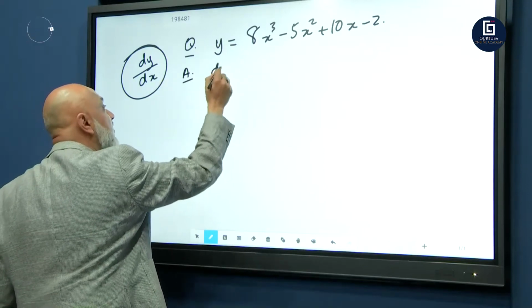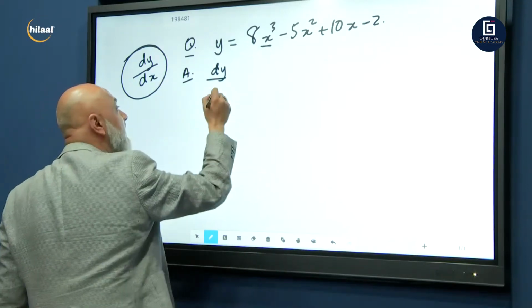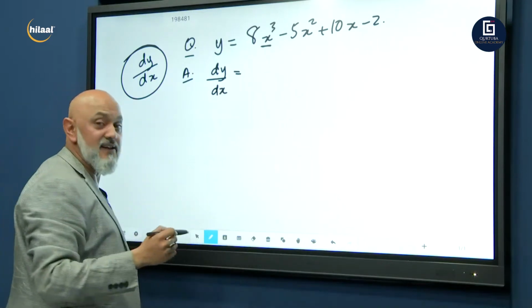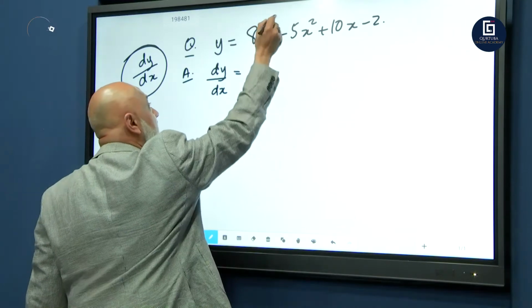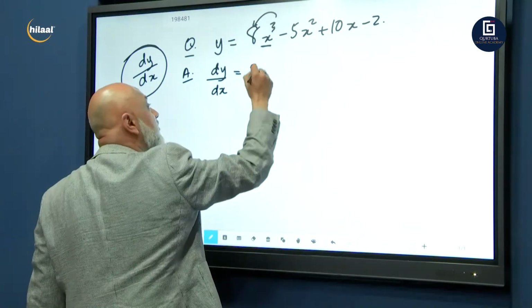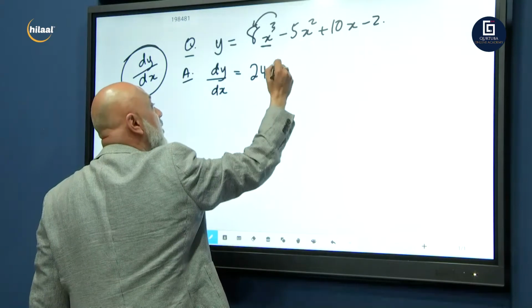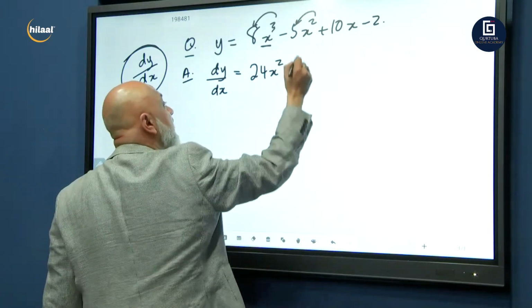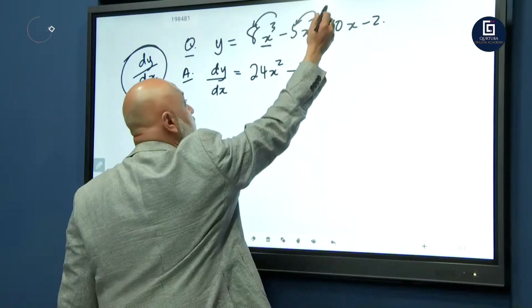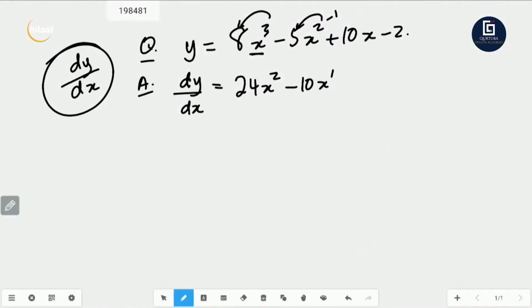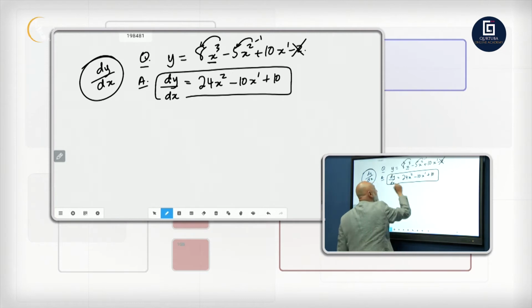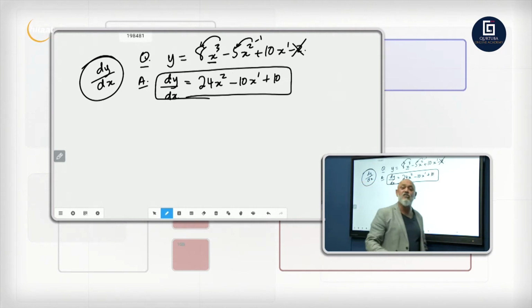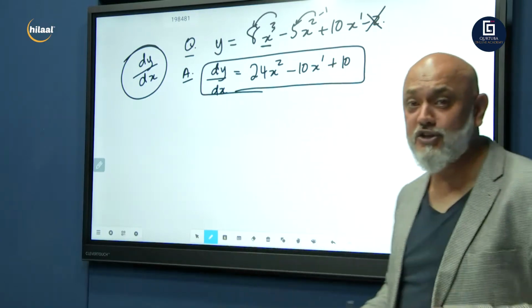You want the derivative. So we are differentiating y in terms of x. So what are we using? The power rule, not first principles. 3 times 8, power times coefficient. 3 times 8, 24. x, 3 minus 1 is 2. 2 times minus 5, minus 10. x to the power 2 minus 1 is 1. 1 times 10 is 10. x to the power 0 is 1. And the 2 will fall away. And there's your final answer. That is your derivative. That is your general gradient of your original.